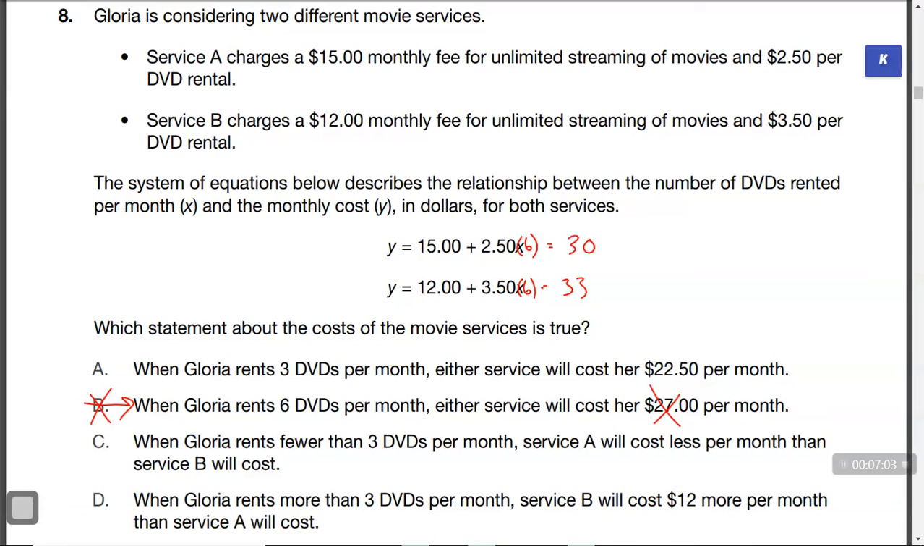And I could go ahead and test C and D as well to see that they are also false statements. But you can solve the system of equations to get your own solution and then interpret that solution, or you can take the solutions they give you, plug them in to see which ones are actually true and make sense. The biggest thing to this skill is making sure that you identify what your variables represent. In this case, DVDs rented per month is X. Monthly cost is Y.